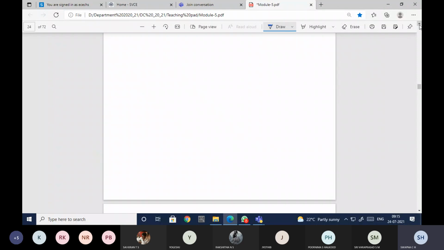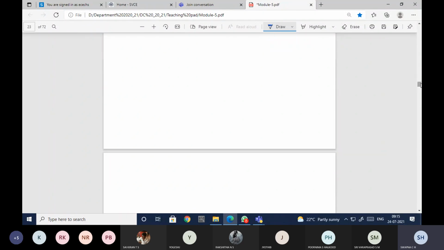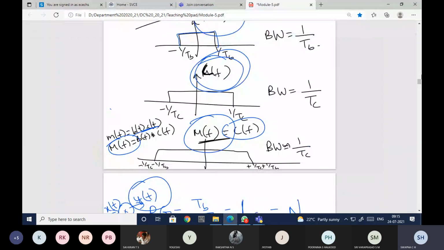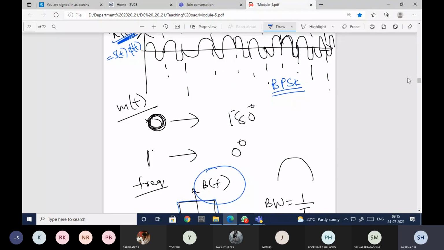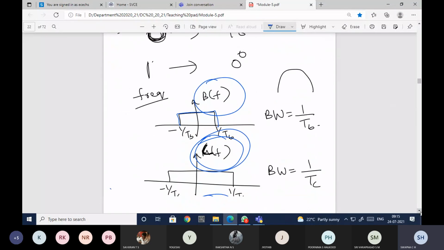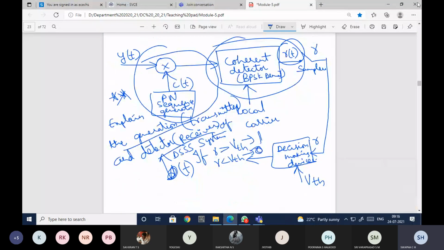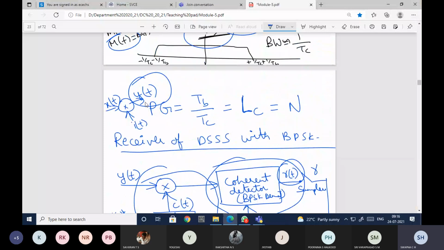Let me go on. See here I have taken the transmitter and the receiver, but I have not explained what happens if there is any interference. I have just written it here. I am saying that some jamming signal J of t is added in the channel. This is your channel, so this will get added in the channel. So Y of t is the received signal. How are we able to demodulate it? This is what we need to check here.